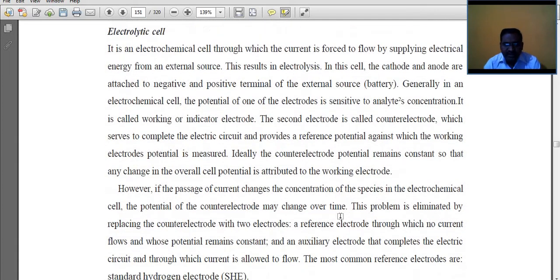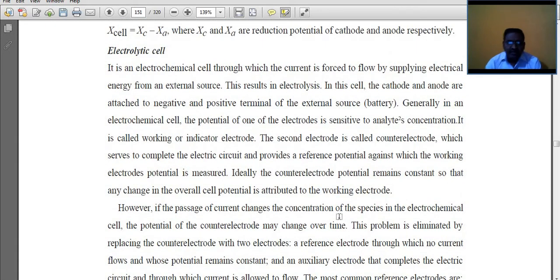In electrolytic cell, it is an electrochemical cell through which the current is forced to flow by supplying electrical energy from an external source. This results in electrolysis. In this cell, the cathode and anode are attached to negative and positive terminal of the external source.